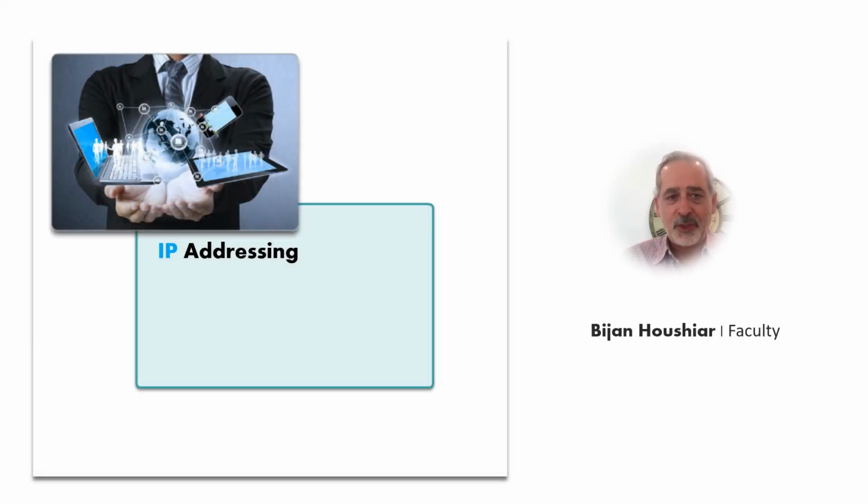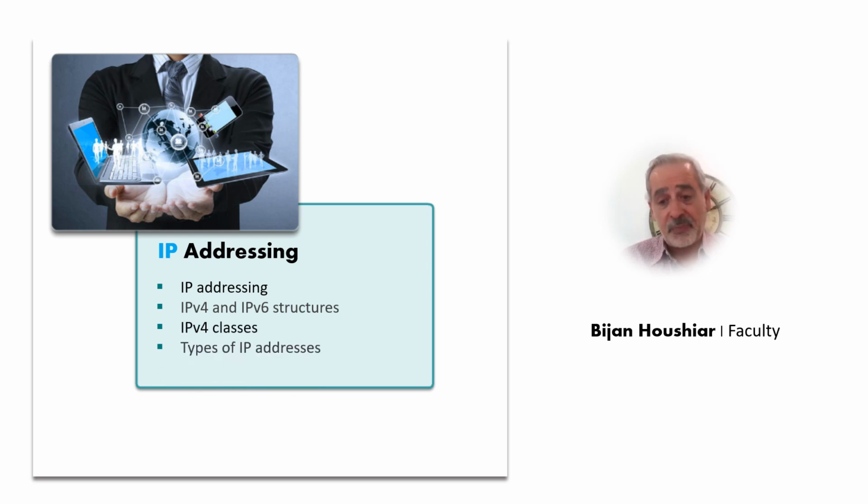This is Bijan Ushia. In this chapter, we are going to discuss IPv4 and IPv6 addressing, their structures, their prefix and prefix length, or net ID and host ID, and also different classes for IPv4, in addition to different types of IP addresses that we have.